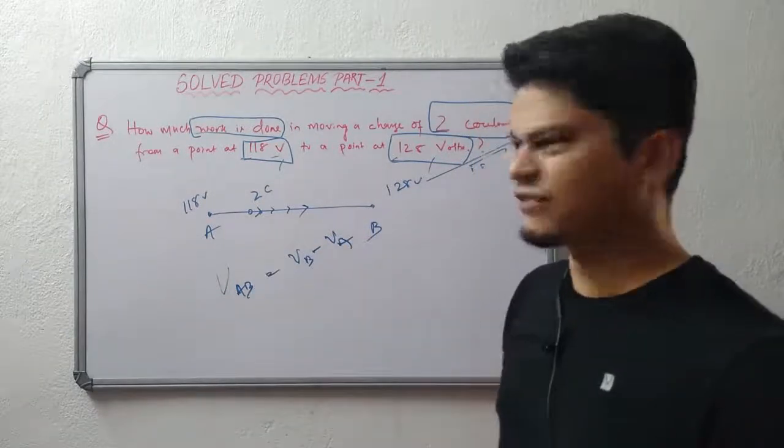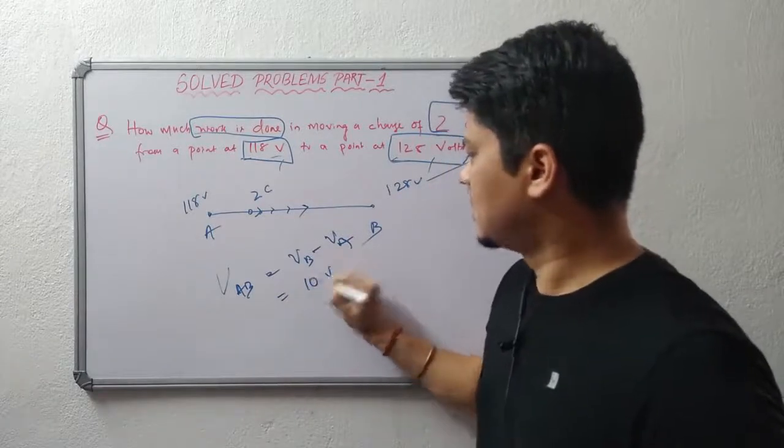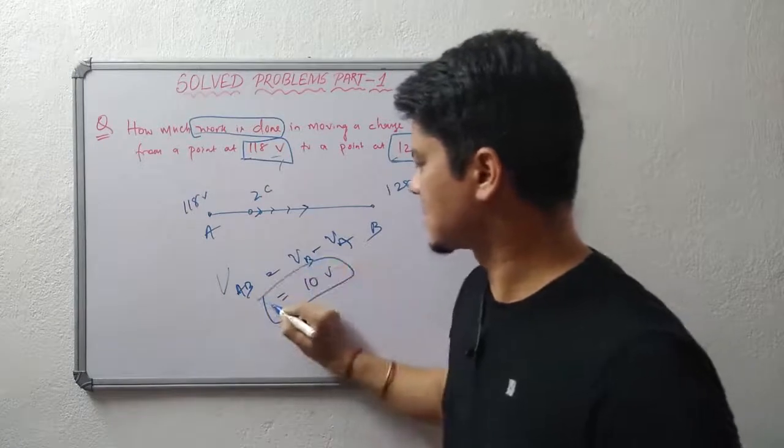So what is the potential difference here? There is a subtraction, just do the subtraction, 10 volt. 10 volt is the potential difference here.